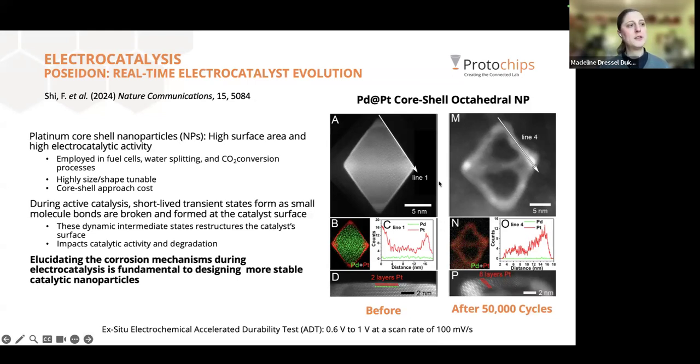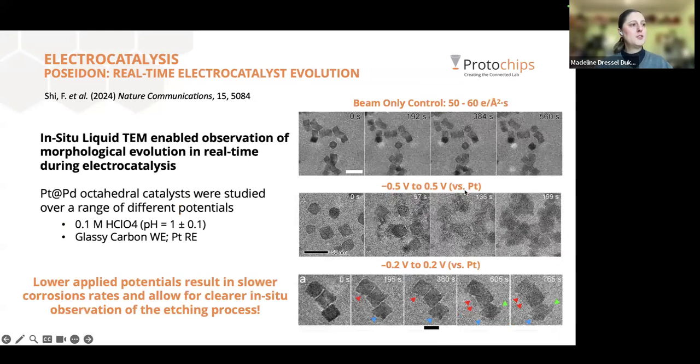So what they want to find out using in situ is what's happening between these two states. What is really going on? To do this experiment, they did in situ electrochemistry. First, they did a beam control with no electrochemical cycling, to determine the optimal beam dosage so that they weren't seeing degradation of the particle from the beam.